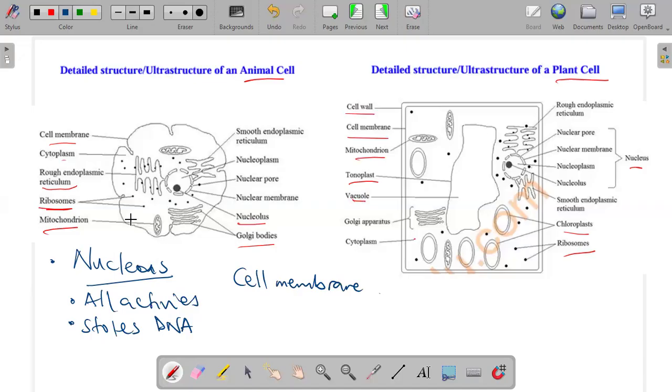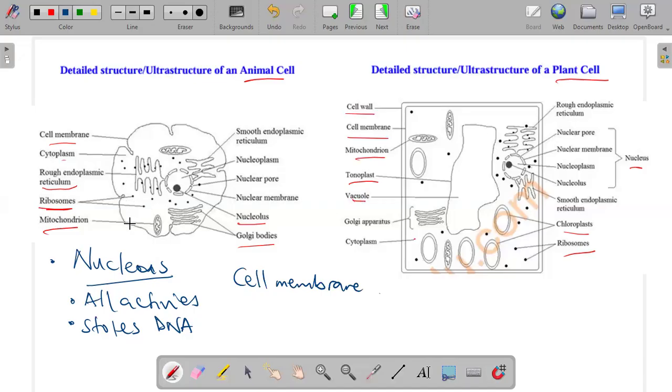Both the animal cell and the plant cell have a cell membrane. In the plant cell, after the cell wall comes the cell membrane. Since animal cells do not have cell walls, the first thing you find there is the cell membrane. That's the outer structure. Now, the function of this cell membrane.